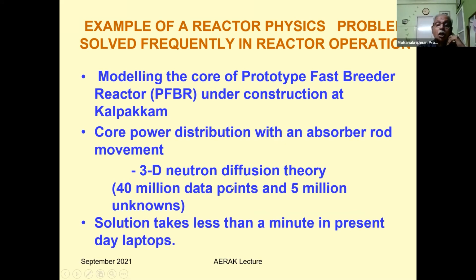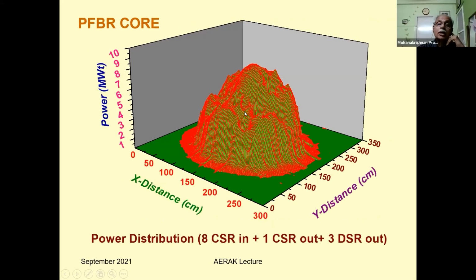If you plot it in a 3D plot, it will look like this. So one controller is in more. So no, one controller is out. Sorry, these are the control rods in, and these are out, where this peak is there. So this is the picture.